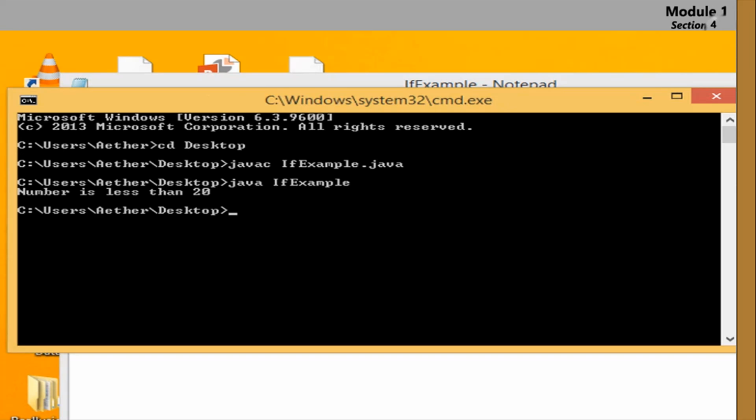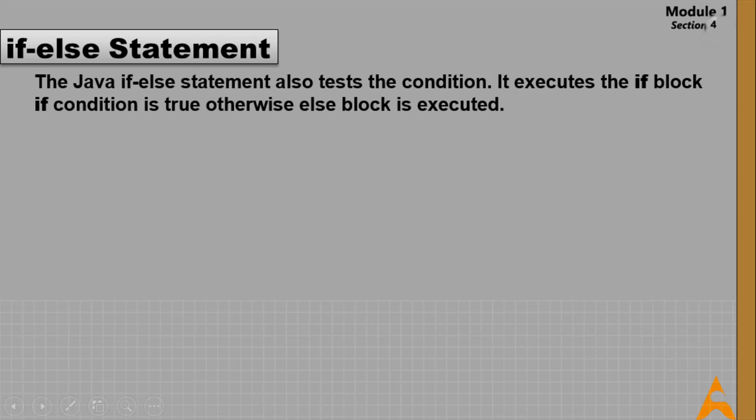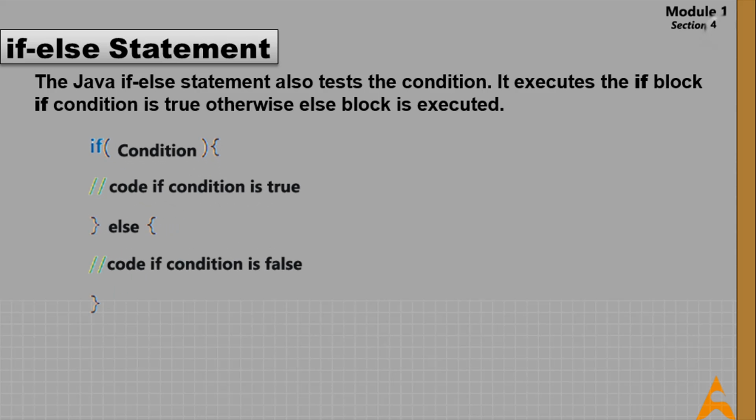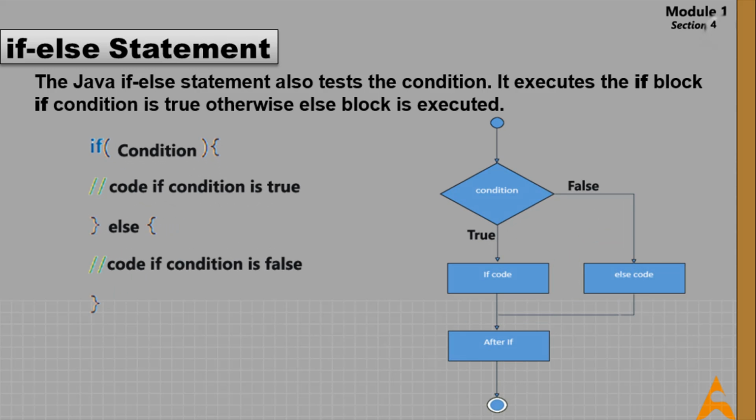If you find any difficulty in doing this program, you can see the video again and follow the steps as stated. Now let's do the if-else statements. The Java if-else statement also tests the condition. If the condition is true, it executes the statements within the if block, or otherwise the else block is executed. You can see the syntax and you can pen it down for your future reference. See the flowchart. Now let's learn it with an example.